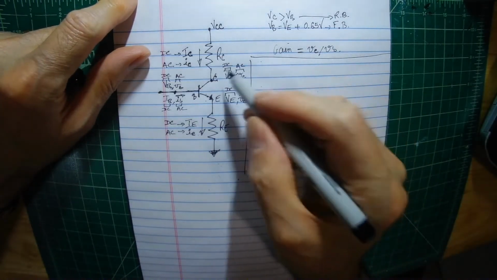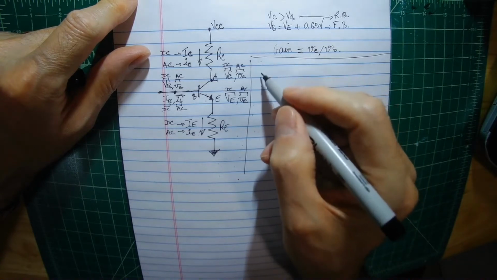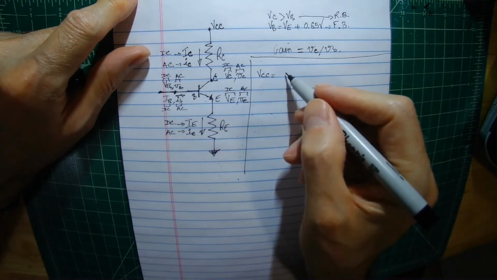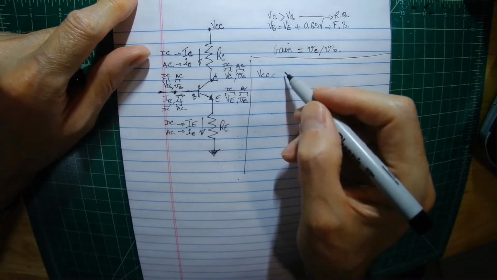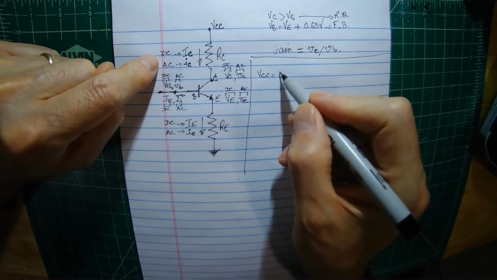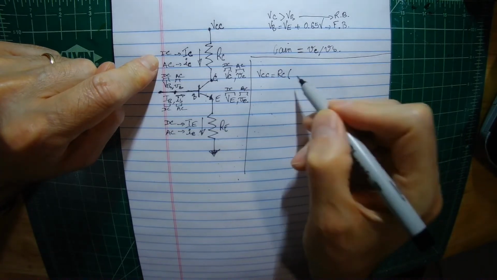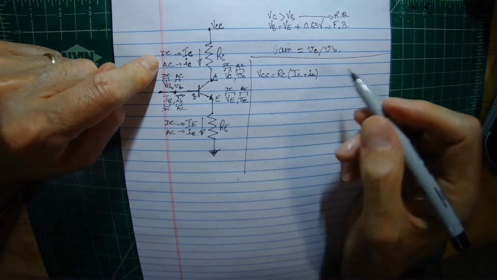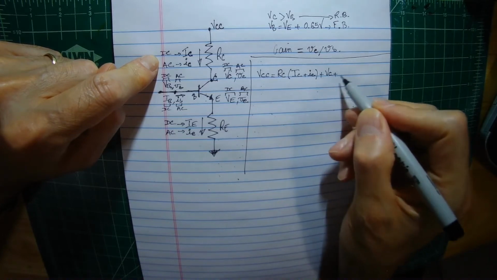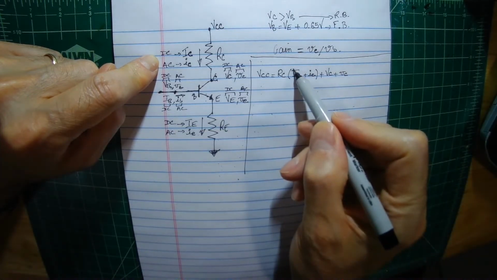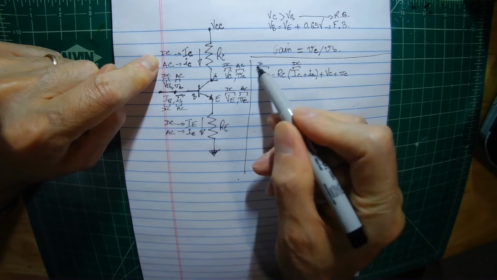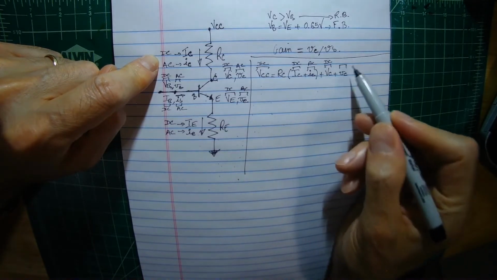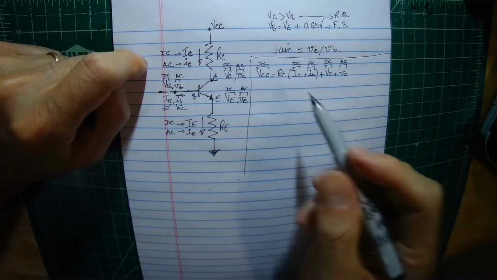Okay, so first formula, we're going to focus on the collector. So we have VCC equals RC times IC, the DC part plus ic, the AC part, plus VC plus vc. So this is DC, this is DC, this is DC, this is AC, this is AC. So it helps to separate the two.